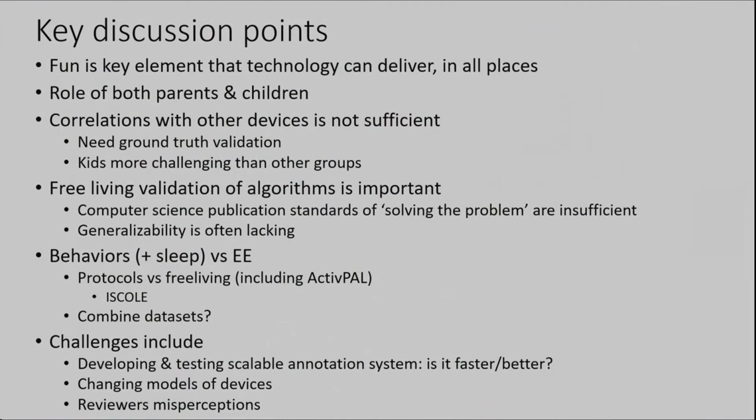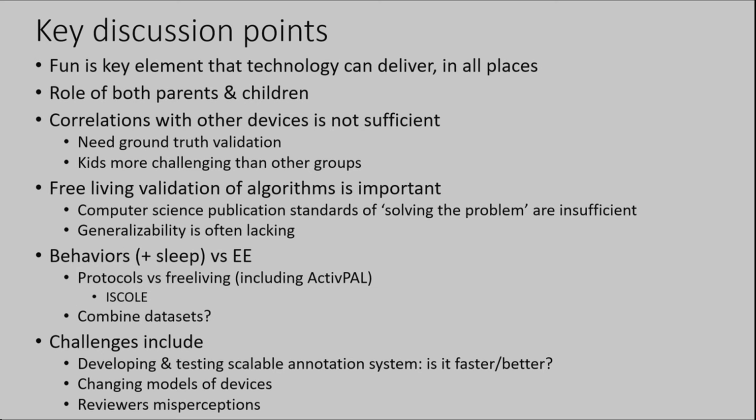But one of the things I've learned as well is this, I have computer science colleagues who can publish an algorithm and say, yeah, I've solved the problem of recognizing this or that. But then when I take it and try and actually use it in a study, it's not very generalizable. So again, let's not be fooled by people saying that they've solved the problem. The chances are they haven't.